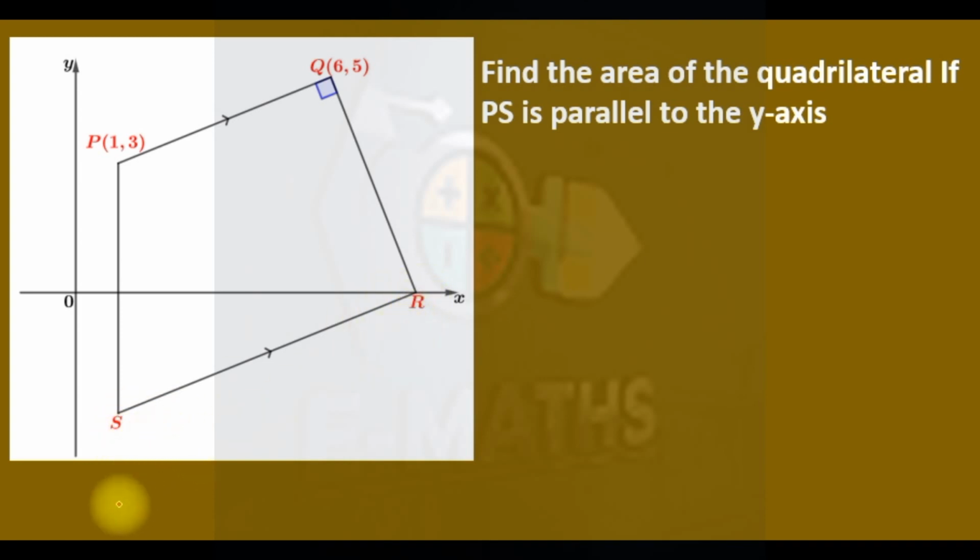So what I will do, I will say let's from here. As you can see, PS is parallel to the y-axis, meaning that the x coordinate of S will be 1 since we have 1 here, but we don't know the y coordinate. So this is 1 comma a. And here we have R on the x-axis, meaning that the y coordinate is 0, but we don't know the x coordinate. So I'm saying that this R will be b comma 0.